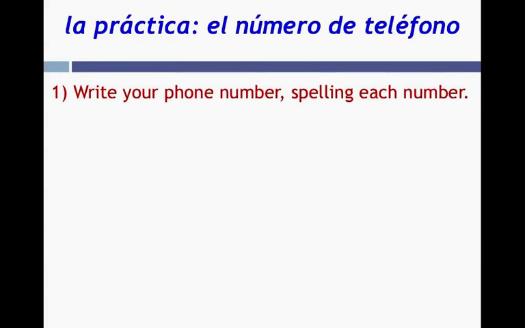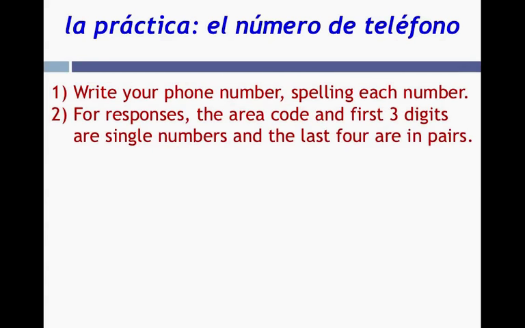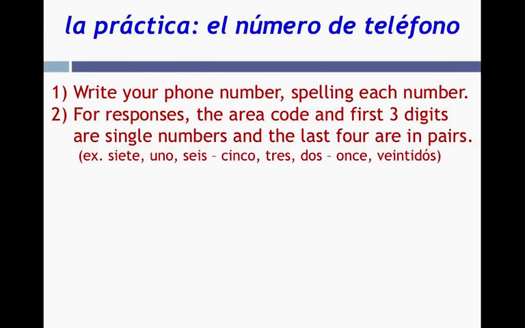Now some práctica with el número de teléfono. This is real practice. So write your phone number first if you need to, spelling out each number to give yourself a little bit of a cheat sheet. Now, for responses in Spanish to give the phone numbers, the area code and the first 3 digits are single numbers, and then the last 4 numbers are in pairs. So, for example, your number would be, for example, 716-532-1122. So the last 4 numbers in your phone number will be given in pairs.